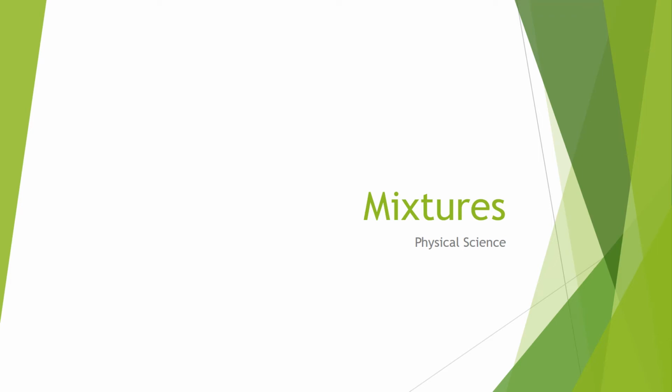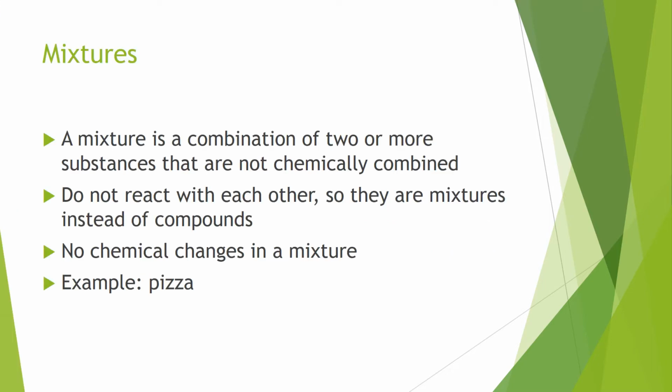So far we've talked about elements and compounds. So today we're going to start talking about mixtures. A mixture is a combination of two or more substances that are not chemically combined. As opposed to compounds that are chemically combined to each other, mixtures are not. Because of that, they do not react with each other. They are just mixing with each other instead.